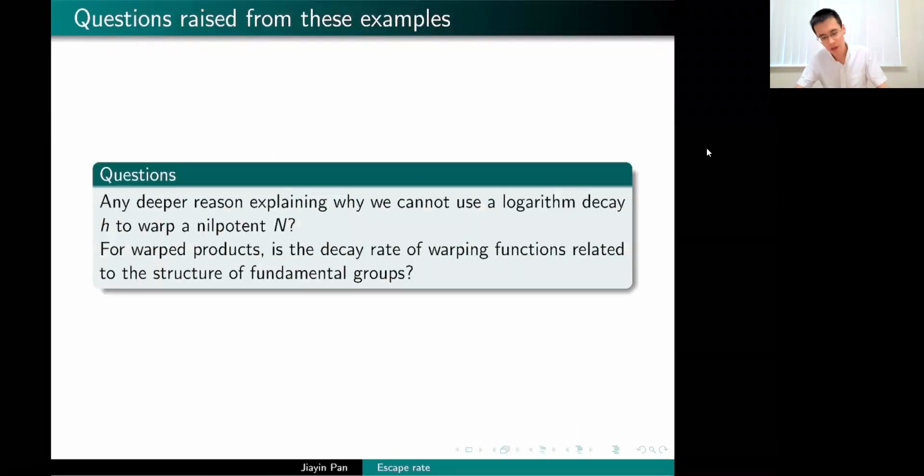So based on these examples, we can ask a question. First of all, are there any deeper reasons explaining why we cannot use a logarithm decay function, h, to warp a nilpotent closed manifold N, other than just saying the calculation didn't work, that there's a term that is much larger than the others? We cannot do that. Are there any deeper reasons behind that? Or more generally, you can ask for a warped product, as written before, is the decay rate of the warping function related to the structure of fundamental groups?